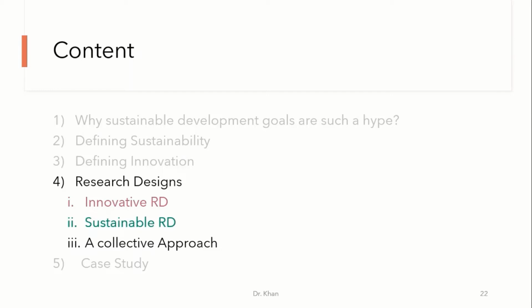And we are going to explore if we can use a collective approach to make a research design. And we'll close the discussion with a case study using Terra and green buildings as examples of a collective approach. To solve the real problems, you need to have a combined approach of engineering design and system thinking.